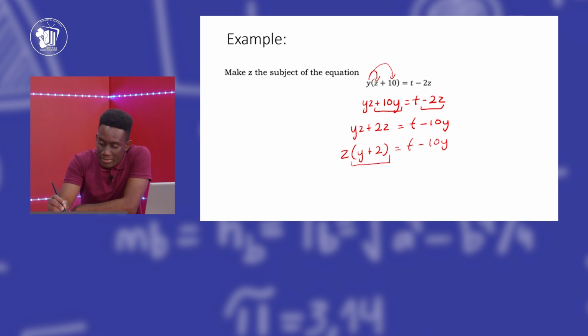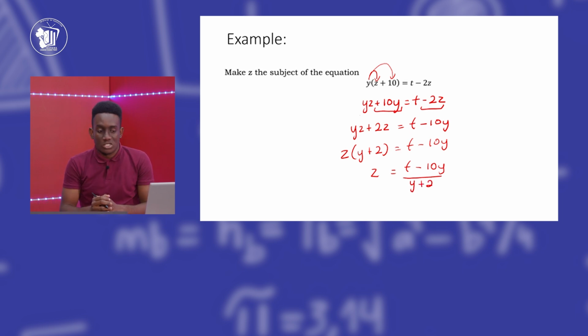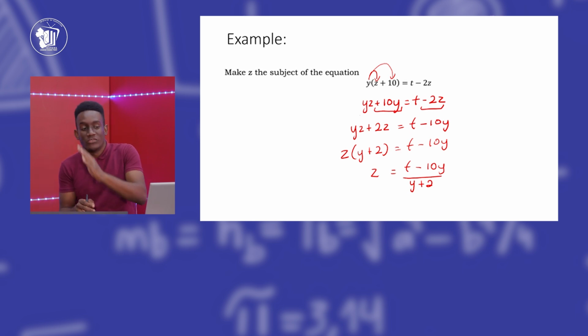So this here is multiplying. So when I take it over, it will divide. So I'll have z is equal to t subtract 10y all divided by y plus 2. And that is how I make z the subject of the formula. All I did was put all the z's on one side and factor out the z, and then I just take over the term that was multiplying, and when it goes over, it will divide.